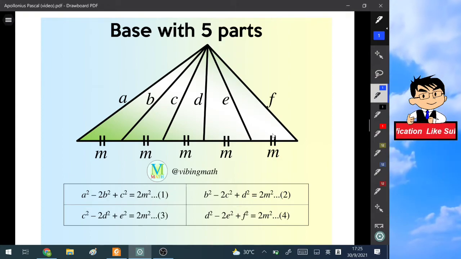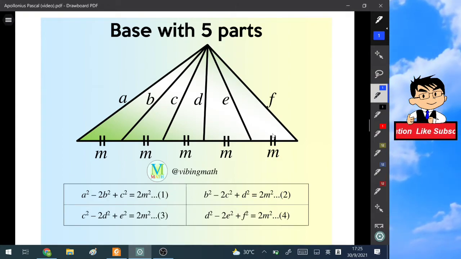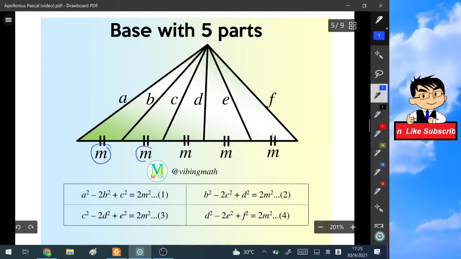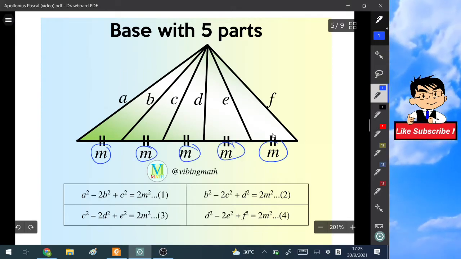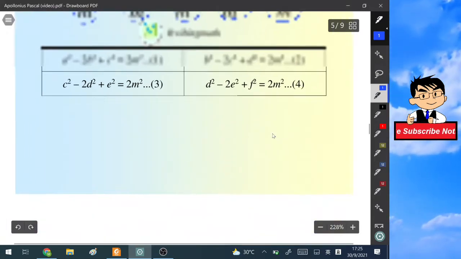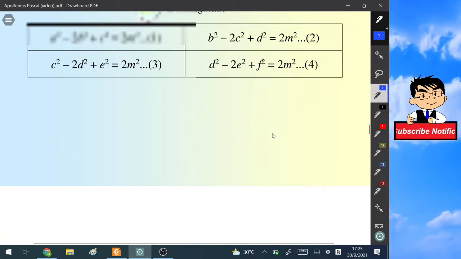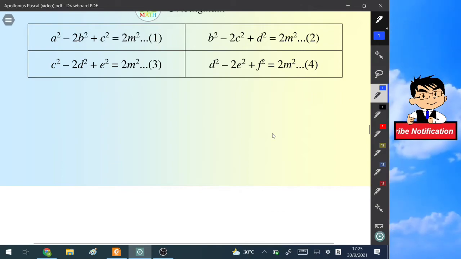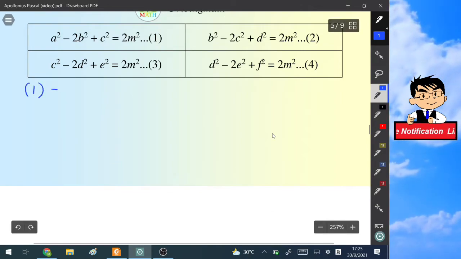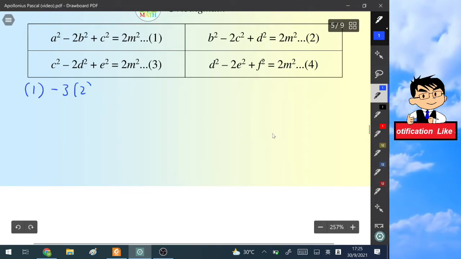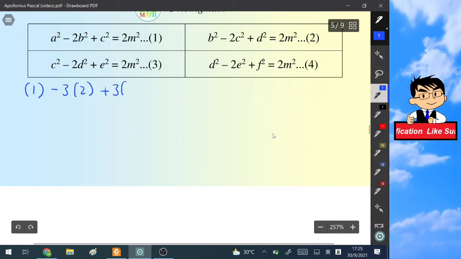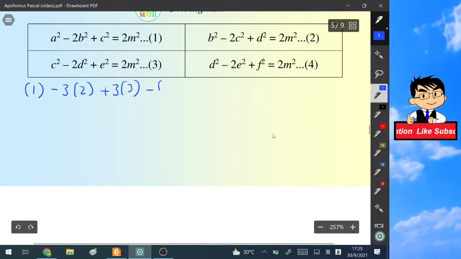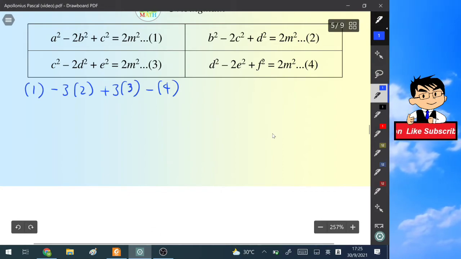So now let's do it one more time. We divide the base into 5 parts. Oh my god, but it's okay. So now we have 4 equations coming from the Apollonius theorem, and then we are going to manipulate them as the first equation minus 3 times the second equation plus 3 times the third equation and minus the last 4th equation. So let's see what happens.